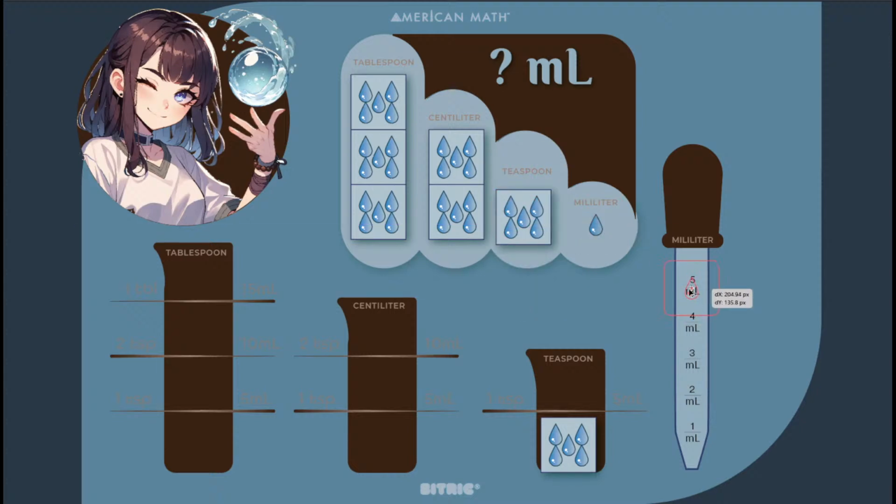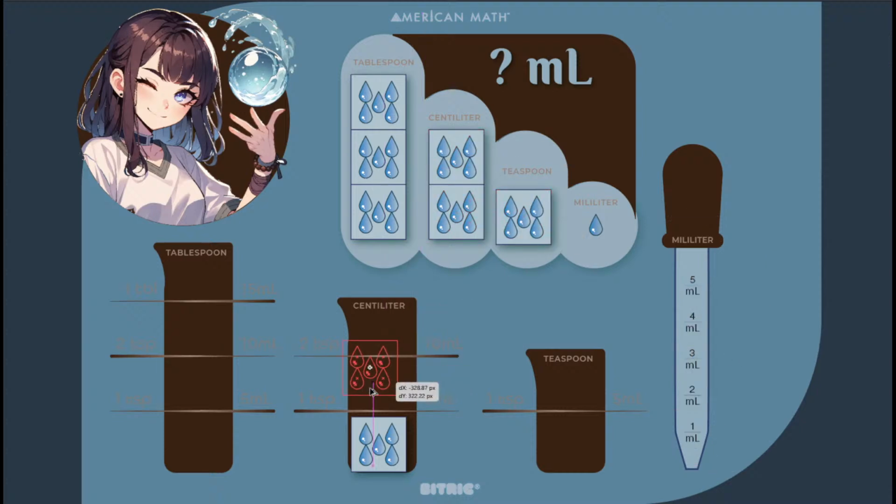So again, we'll have 5 milliliters. Of course, we don't want to overfill it. So first, we'll carry in our teaspoon, and then we'll clear our 5 milliliters, and then carry in another teaspoon to add on into our centiliters, and then one more time for our tablespoon.